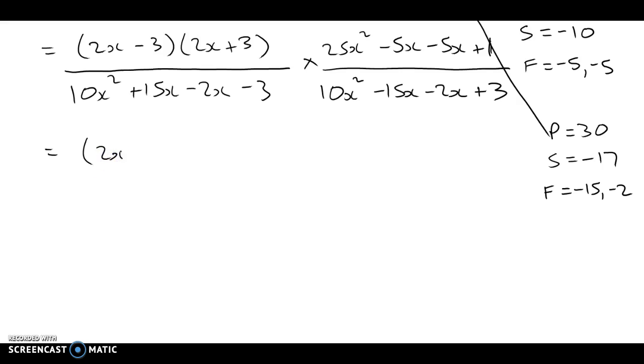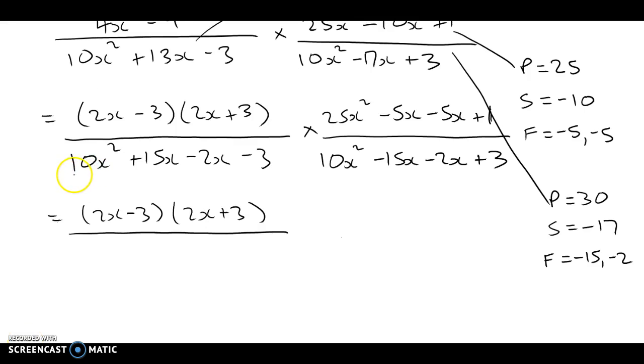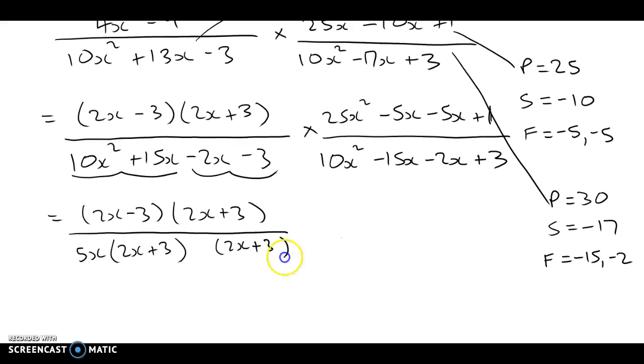That numerator on the left hand side can just stay as it is for now: 2x minus 3, 2x plus 3. This denominator on the left-hand side, let's pair the first two terms together. So 10x squared plus 15x, they've got a common factor of 5x. In brackets, we'll get 2x plus 3. Then let's pair these next two together. Minus 2x minus 3. The only thing that they've got in common is a factor of 1. And I know that in my brackets, I need them to be the same. So in my brackets, I want 2x plus 3, and we'll have a minus 1 out the front.